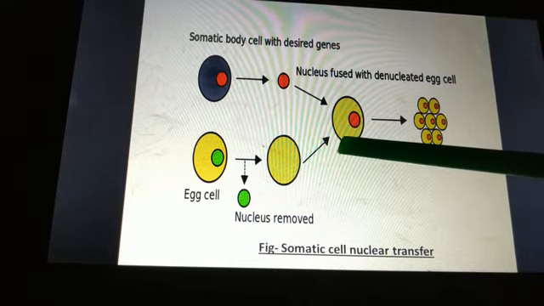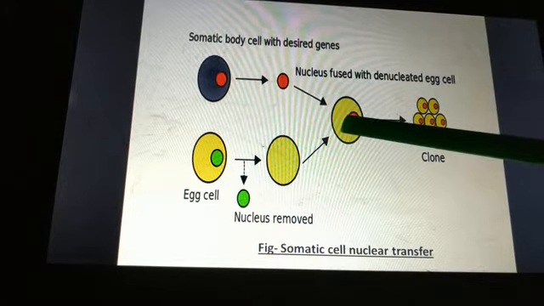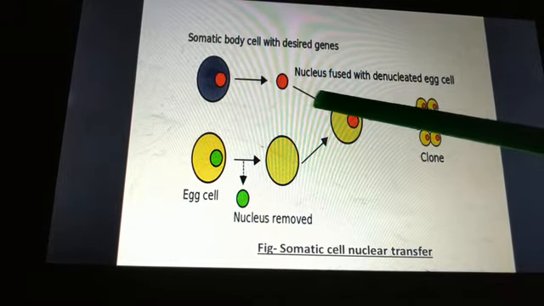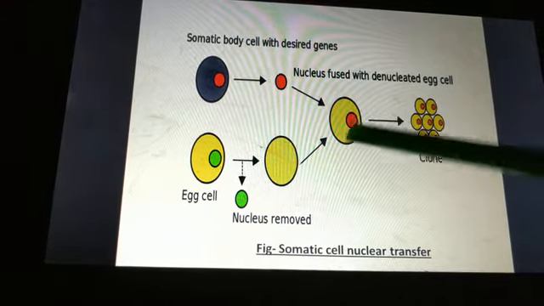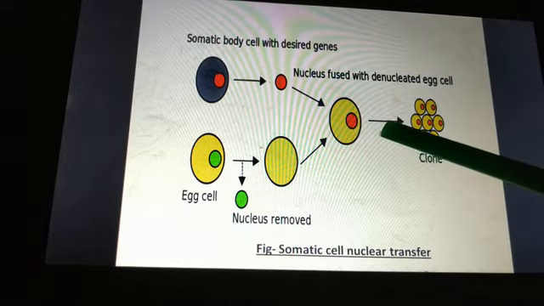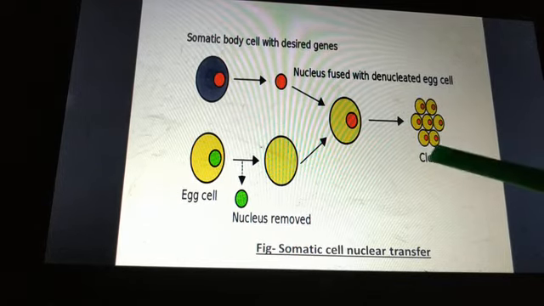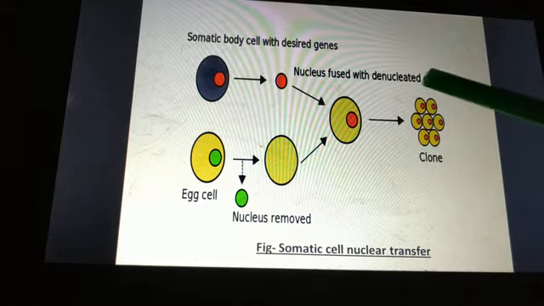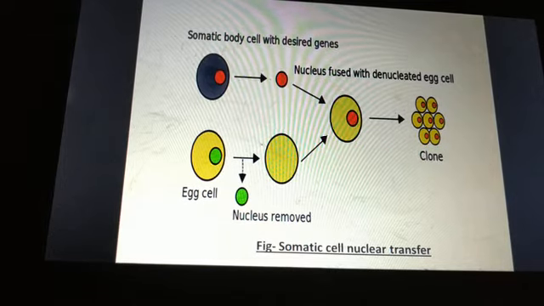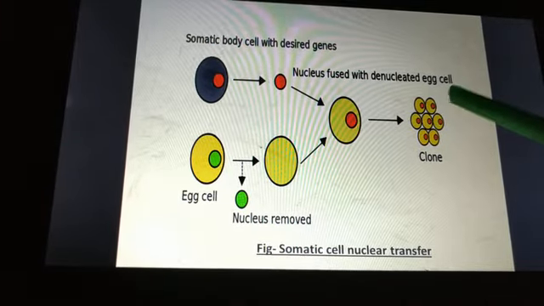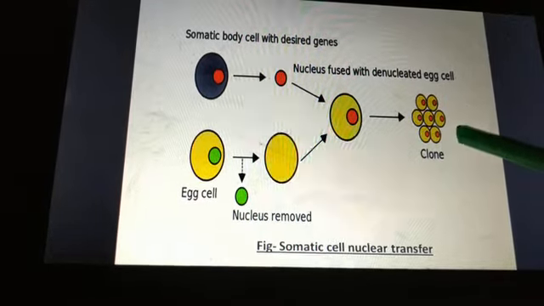In the next step, we have put this nucleus in this enucleated egg cell. The nucleus from the somatic cell, we have put it in this egg cell. Now this cell will grow and it will form a clone and then an embryo. It will develop into an embryo. This is somatic cell nuclear transfer. So basically this is our clone cell. This is the zygote which will develop into an embryo.